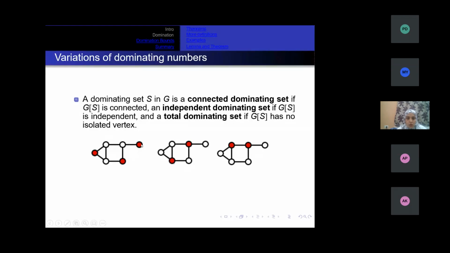So this is known as a total dominating set. In this total dominating set, the number of vertices are 1, 2, and 3. So this total dominating set is denoted as gamma of t, and the cardinality is 3. So we can say that gamma of t is equal to 3.